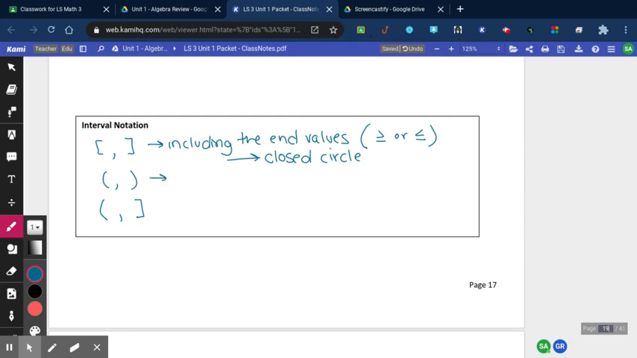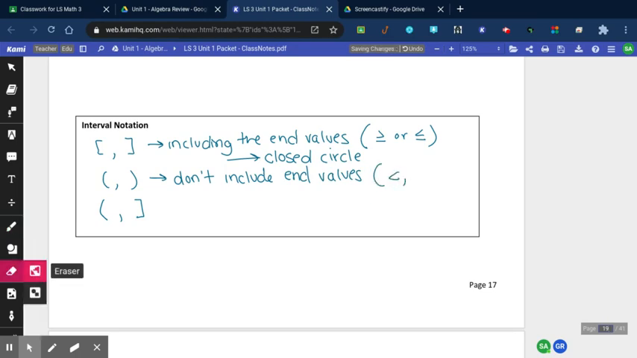Something with parentheses, okay? A lot of times you'll see infinity always has a parenthesis because you can't actually include it, right? This is not including end values. So you're going to use parentheses when you have a less than or, let me write or so we don't get confused, less than or greater than. It doesn't include the value because it is not the equal to as well.